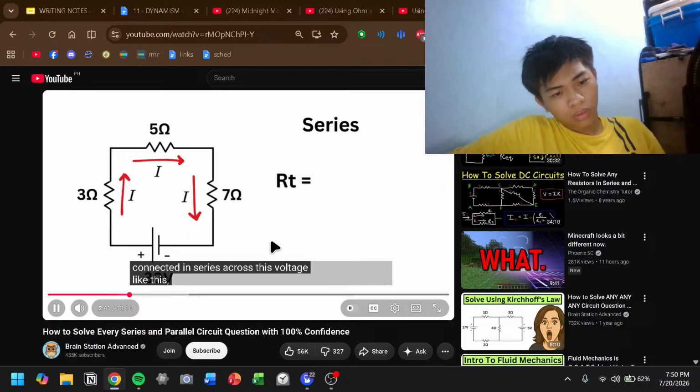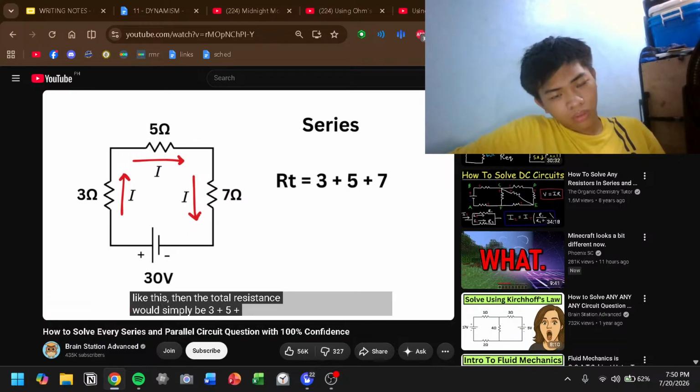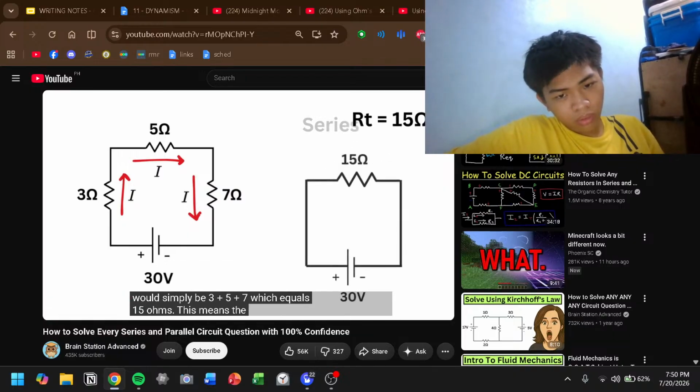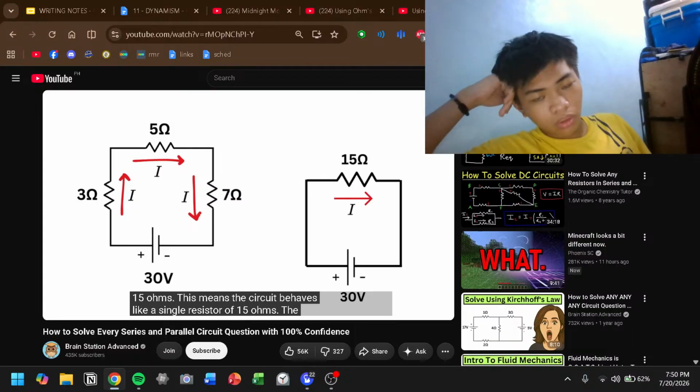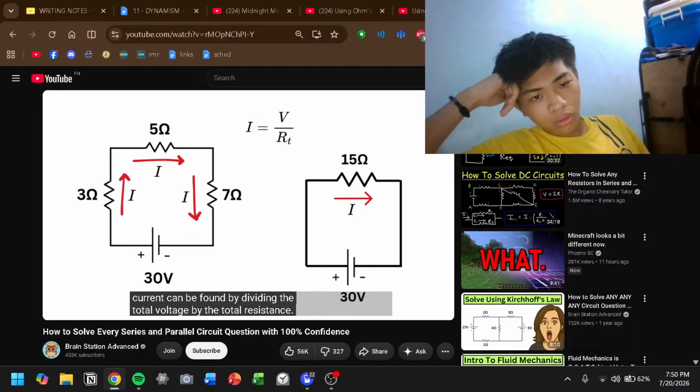battery voltage like this, then the total resistance would simply be 3 plus 5 plus 7, which equals 15 ohms. This means the circuit behaves like a single resistor of 15 ohms. The current can be found by dividing the total voltage by the total resistance, so 30 volts divided by 15 ohms, which equals 2 amps.